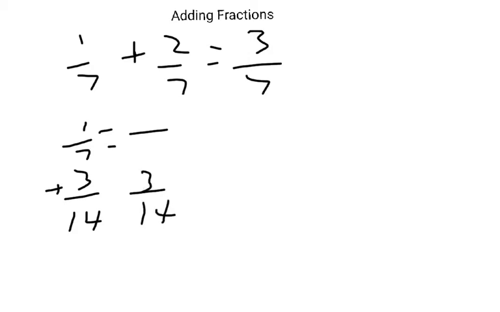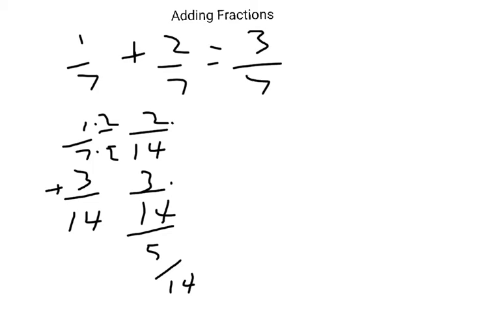I'll leave this 3/14. And now I know I can change 7ths to 14ths because 7 goes evenly into 14, and I can do that by multiplying by 2. And whenever I multiply the denominator by something, I have to multiply the numerator by it. And now I'm set to add. 2 and 3 make 5. Keep the label the same, it's 5/14.